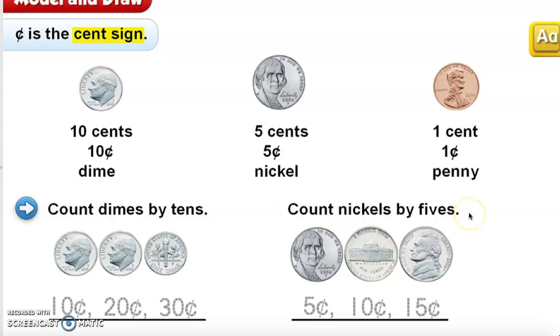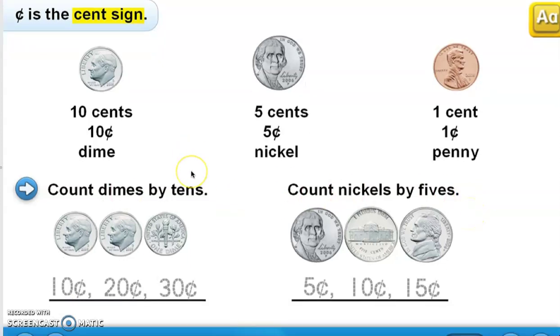And so remember, when we're counting coins, it depends on the value of the coin, right? For example, a dime is 10 cents, so every dime we count by tens. So if I have 3 dimes here, I'm going to count 10, 20, 30, just like how they did here. Nickels are worth 5 cents, so for every nickel, I'm going to count by fives. So if I have 3 nickels, I'm going to count 5, 10, 15. So if I have 3 nickels, I have 15 cents. If I have 3 dimes, I have 30 cents. If I have 3 pennies, I would just count by ones, so 1, 2, 3. So 3 pennies would be 3 cents.